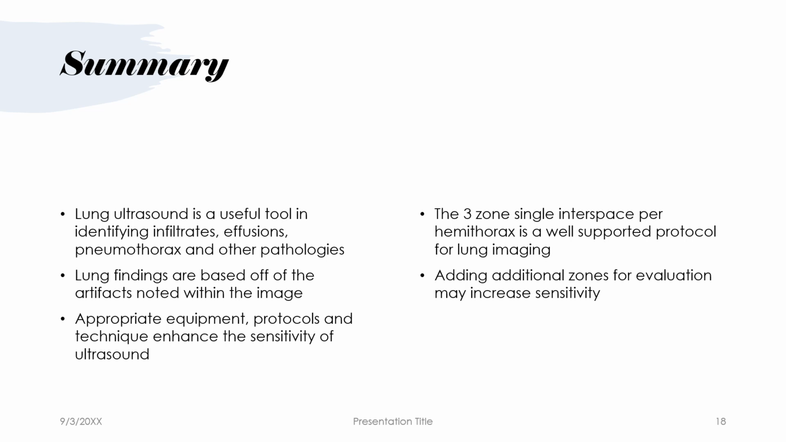In summary, lung ultrasound is a very useful tool in identifying infiltrates, effusions, pneumothoraxes, and other pathologies. The lung findings are based off of the artifacts noted in the image, and those are our A lines and our B lines. Appropriate equipment, protocols, and techniques must also be utilized to enhance the sensitivity of ultrasound. The current most practical recommendation for protocols includes a 3-zone, single interspace per hemithorax approach. But we know that adding additional zones for evaluation can increase our sensitivity.